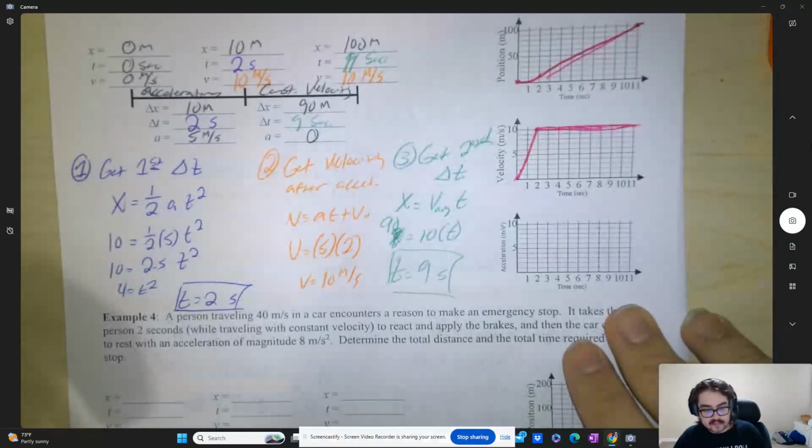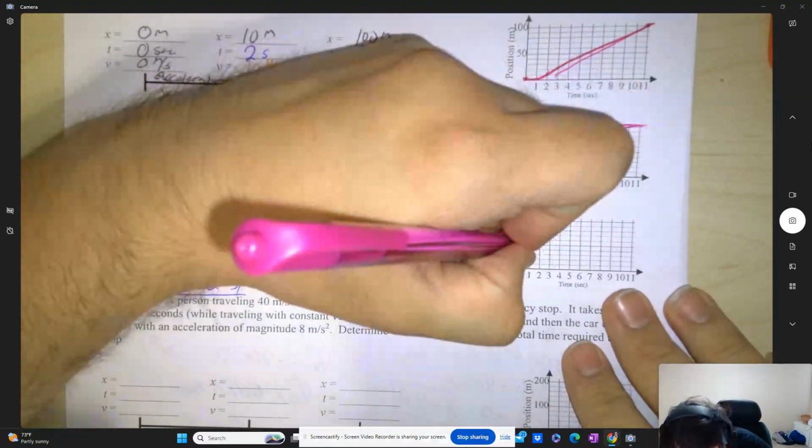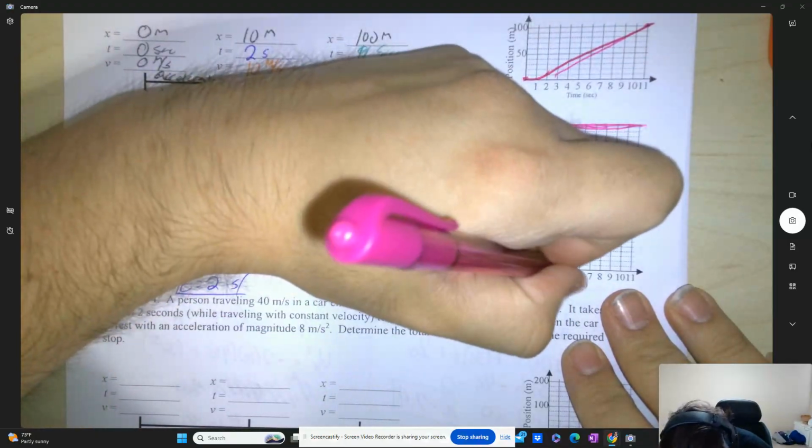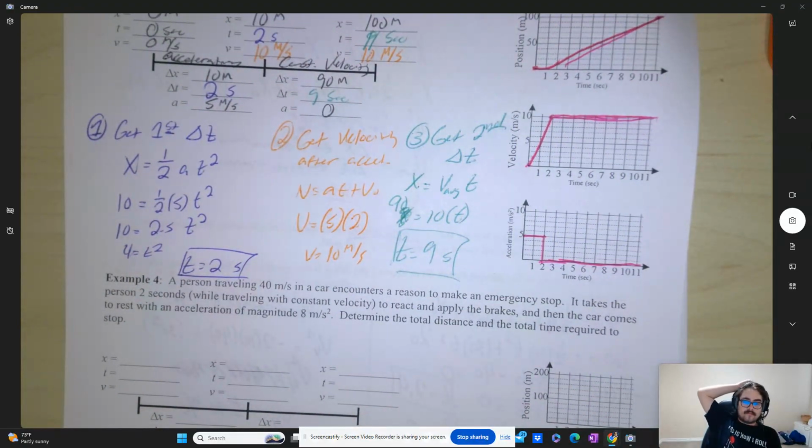And then finally, the acceleration. Well, he's only got acceleration for the first part, and it's just 5 meters per second squared the whole time for the first 2 seconds. But then after that, it drops down to 0, and we never get any more acceleration ever again. So it would just be a flat line at the last interval, okay?